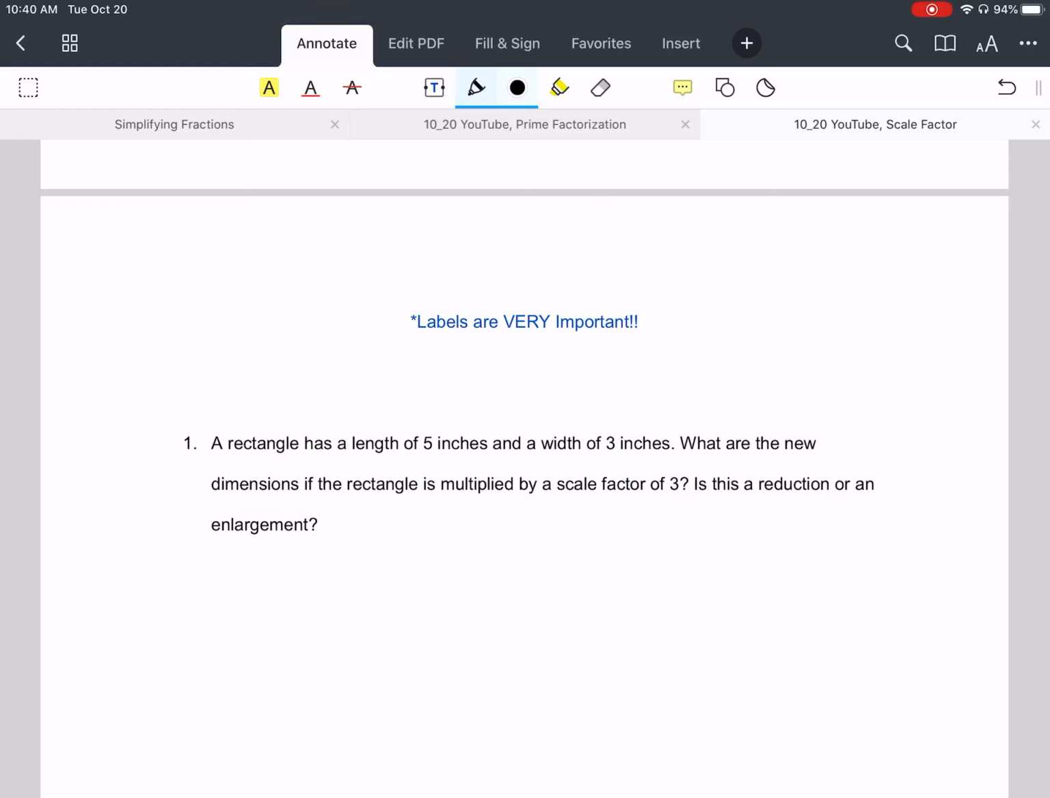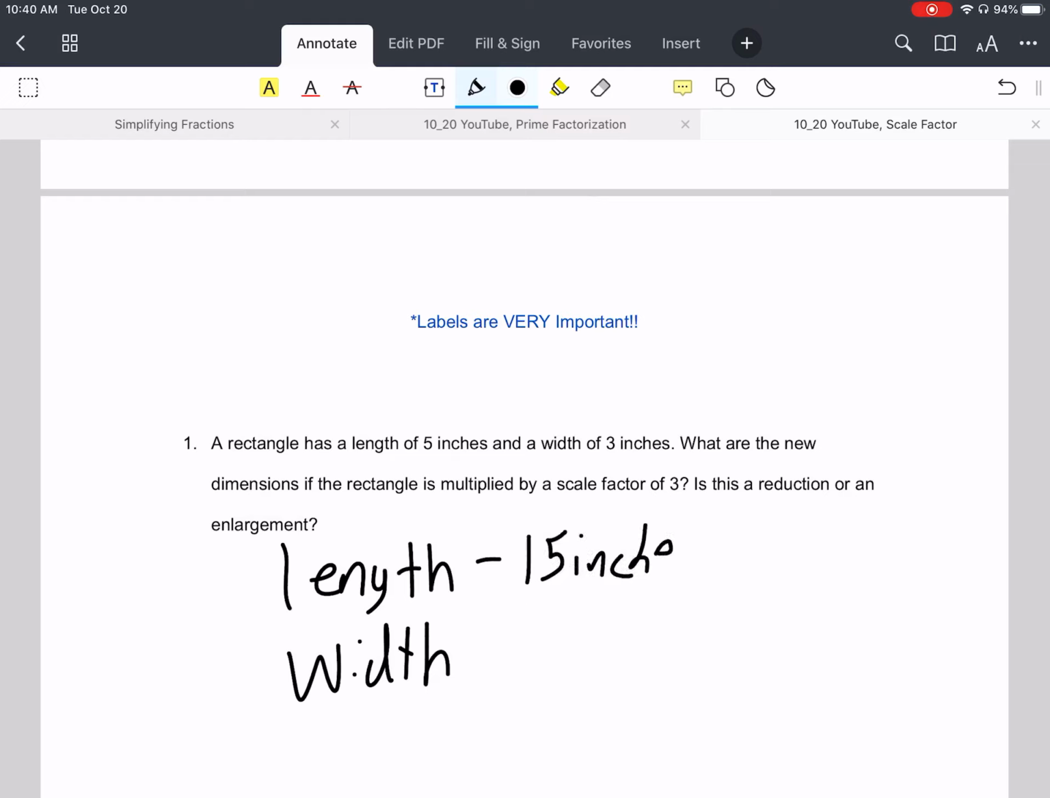So all we have to do is take the length, take the width, and we're going to multiply both of those by 3. So the length was 5 inches, multiply by 3, we get 15 inches. The width was 3 inches, multiply by 3, and we have 9 inches. So when we draw our new rectangle with those dimensions, it will be 3 times bigger than the original. And the scale factor of 3 means that everything will be 3 times bigger. And this, of course, is an enlargement because it is getting larger.